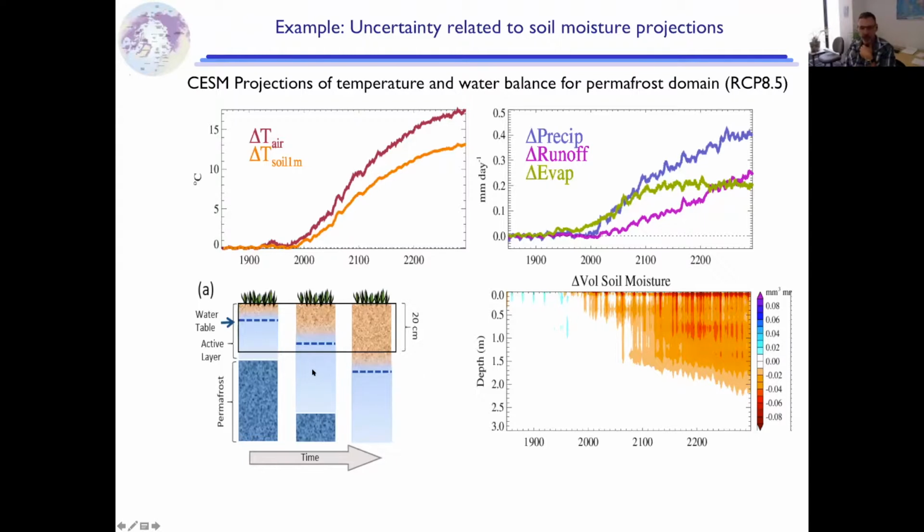As your active layer deepens as the climate warms, even if your precipitation goes up, you're creating more pore space, more available space for the water to go, and you can get surface drying even though the climate has gotten wetter. And if you lose permafrost completely from a location, you might get that water leaving the grid cell entirely and going into the groundwater system. That's what's happening in our model.